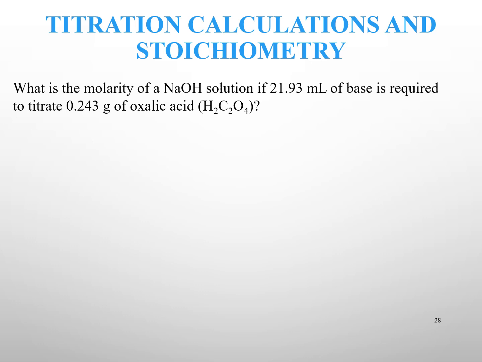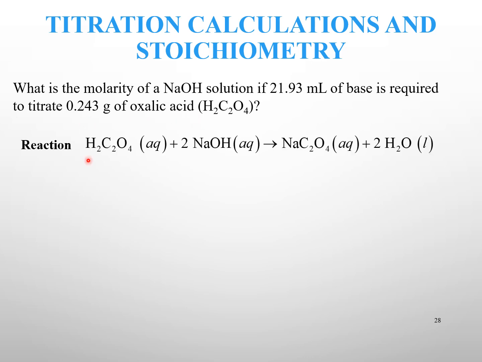So here's another example. What is the molarity of NaOH solution if 21.93 mL of base NaOH is required to titrate with 0.243 grams of oxalic acid? So from the grams of oxalic acid, you should be able to get the moles of oxalic acid if you have the molar mass. And we also know the reaction, oxalic acid plus sodium hydroxide, you get sodium oxalate and water. So if you balance the reaction, you get a 1 to 2 ratio here.